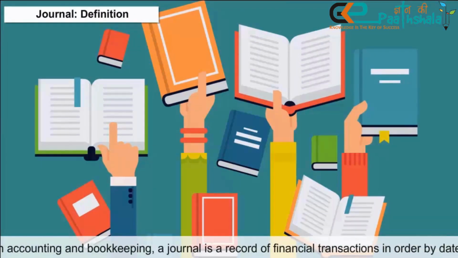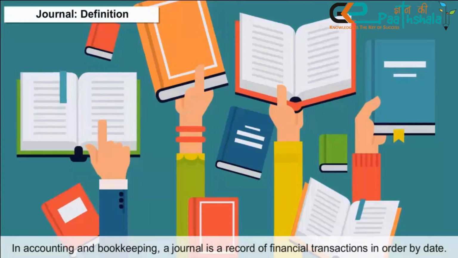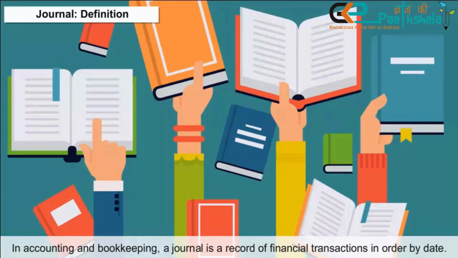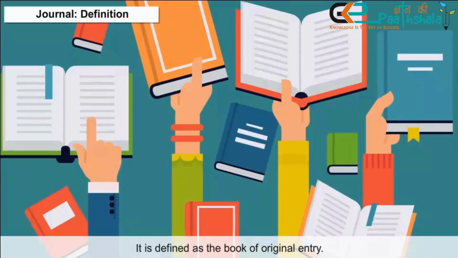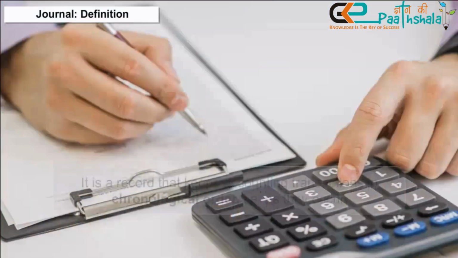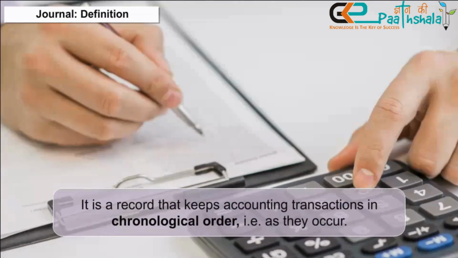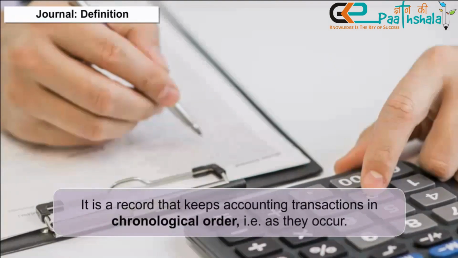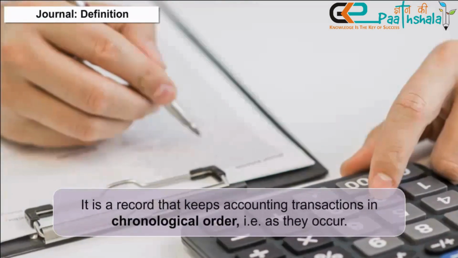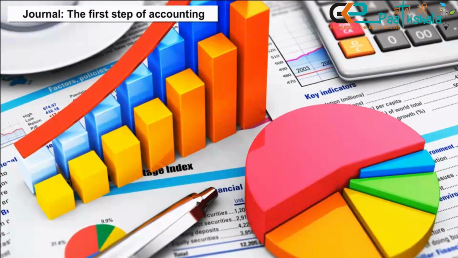Journal. Definition. In accounting and bookkeeping, a journal is a record of financial transactions in order by date. A journal is often defined as the book of original entry. In other words, a journal is a record that keeps accounting transactions in chronological order, that is, as they occur.